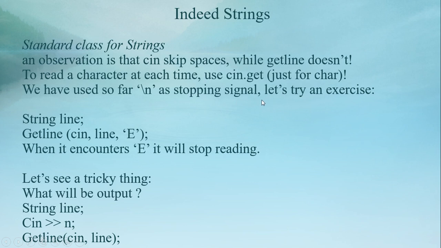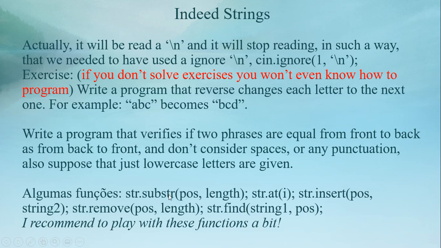Let's try an exercise. We use getline and take cin, the line that we want to read. In this case, it's a string, right? And we use this to stop reading. So a string line, we just read, right? cin and line. It would just be broken if we use just the end of line, but the program knows that, and it will stop reading. We needed to have used ignore, cin.ignore one, and it will ignore when this appears. It's very interesting to use.